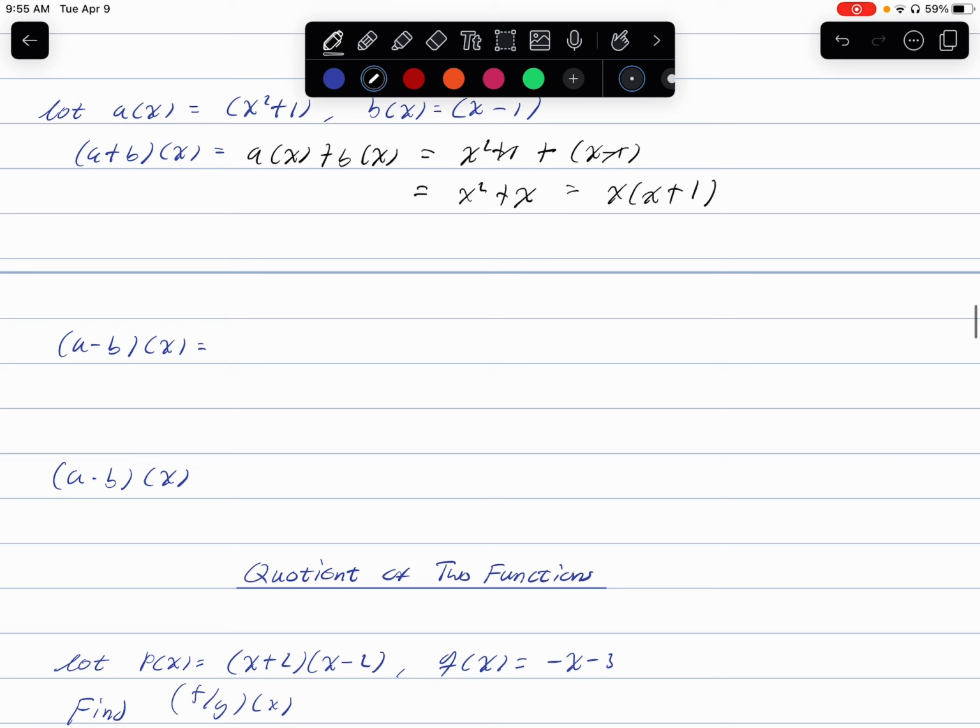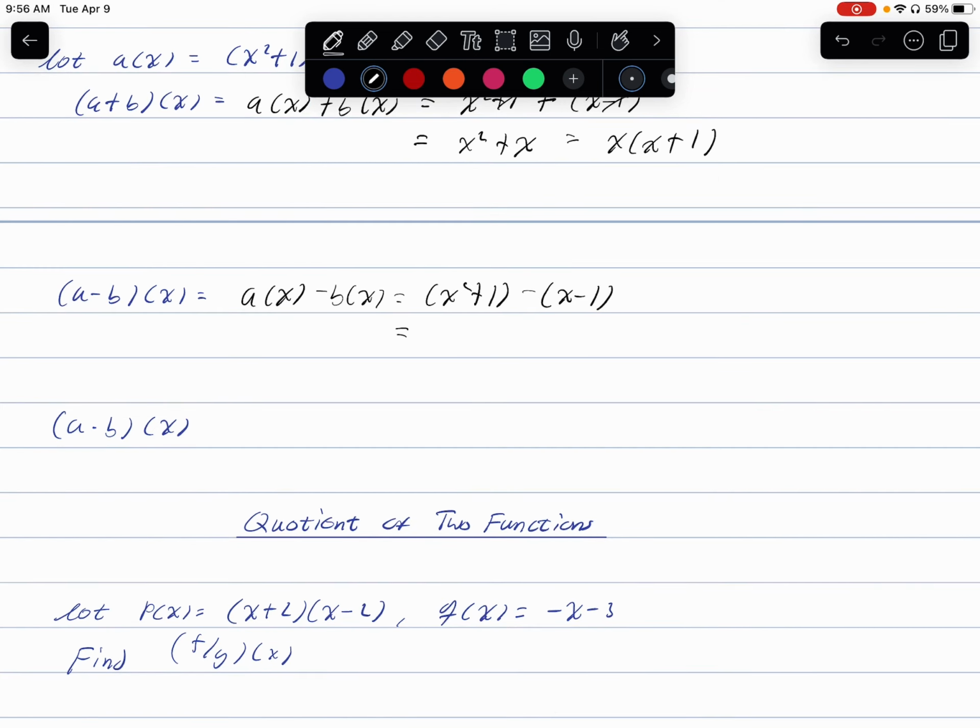If we have a minus b of x, this is equal to a of x minus b of x, which is going to be equal to x squared plus 1 minus x minus 1. Now we have to be a little careful with our distribution of our negative sign here. So if we distribute the negative sign to the x and the negative 1, we'll have x squared plus 1 minus x plus 1 because we're subtracting a negative, so this becomes a positive. So really, we're going to end up with x squared minus x plus 2. Okay, x squared minus x plus 2.